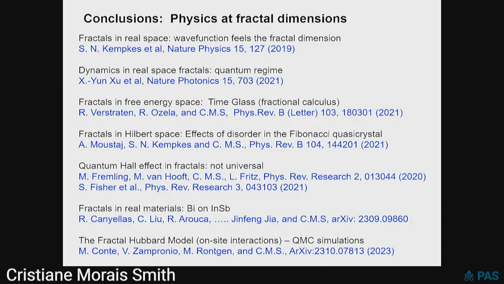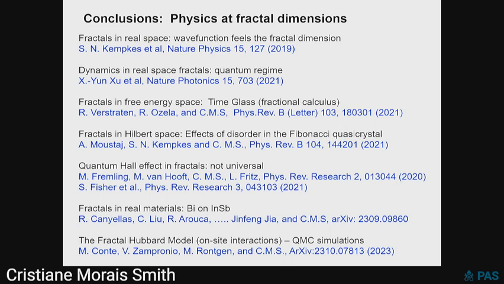Okay. So I come to my conclusions. I have been telling you how to look at systems at fractal dimensions. The first one, I have shown you that the electronic wave function fills the fractal dimension. I have shown you in the second one that if you look at dynamics in a fractal, there is a novel quantum regime that was not available before. I didn't tell you about the other ones.